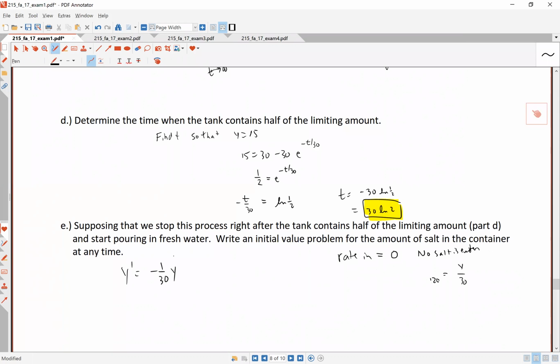So only the salt is leaving the tank. And then its initial value problem. The initial value of salt that we have in this container, remember we let it go down to half of the limiting amount, or 30. So y of 0 is 30.